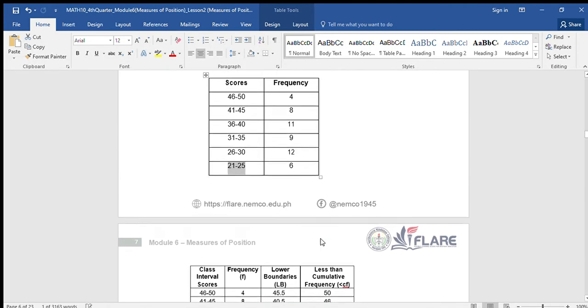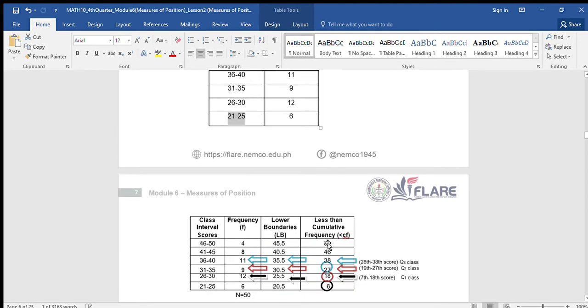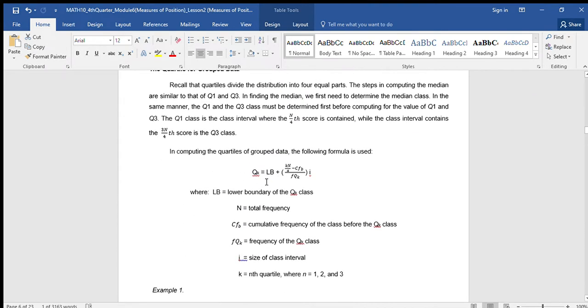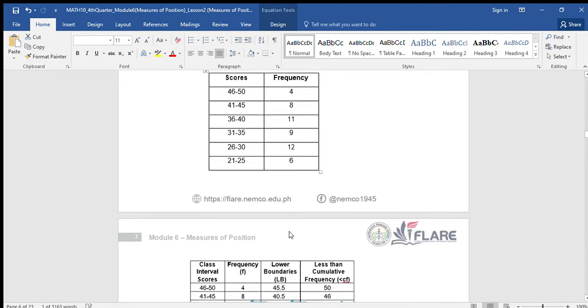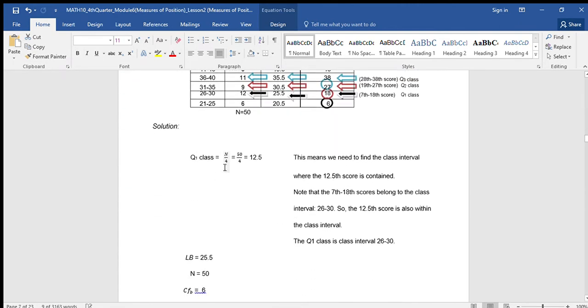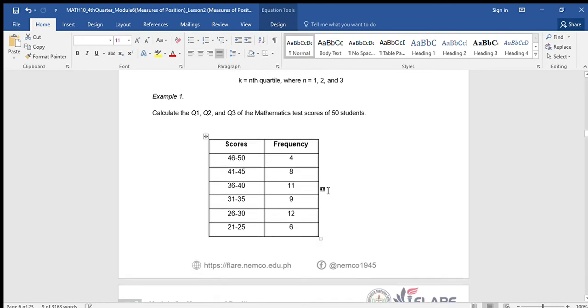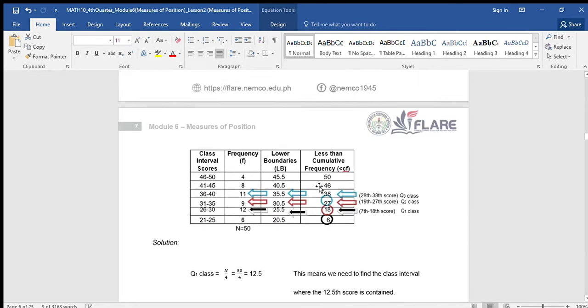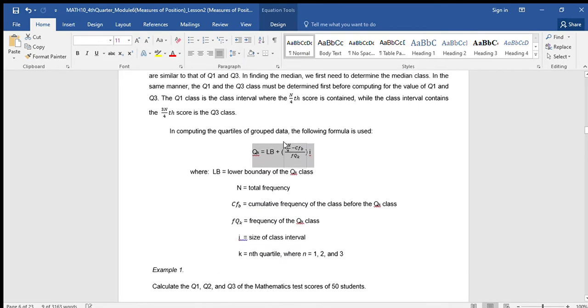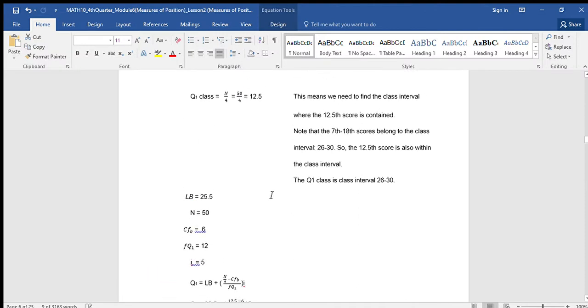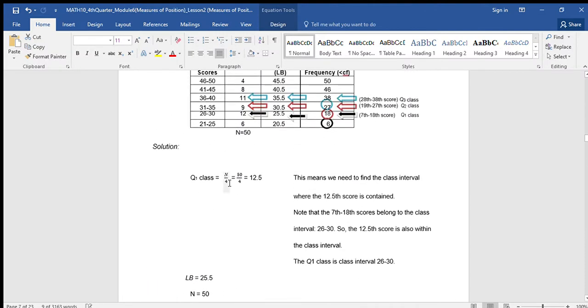Watch closely, because we will now find the cumulative frequency and the lower boundaries. We'll go back again to our formula, this one. Okay, so we have our formula here. First, we'll just get the kN over 4. Okay, that is kN over 4. So only n is placed here.